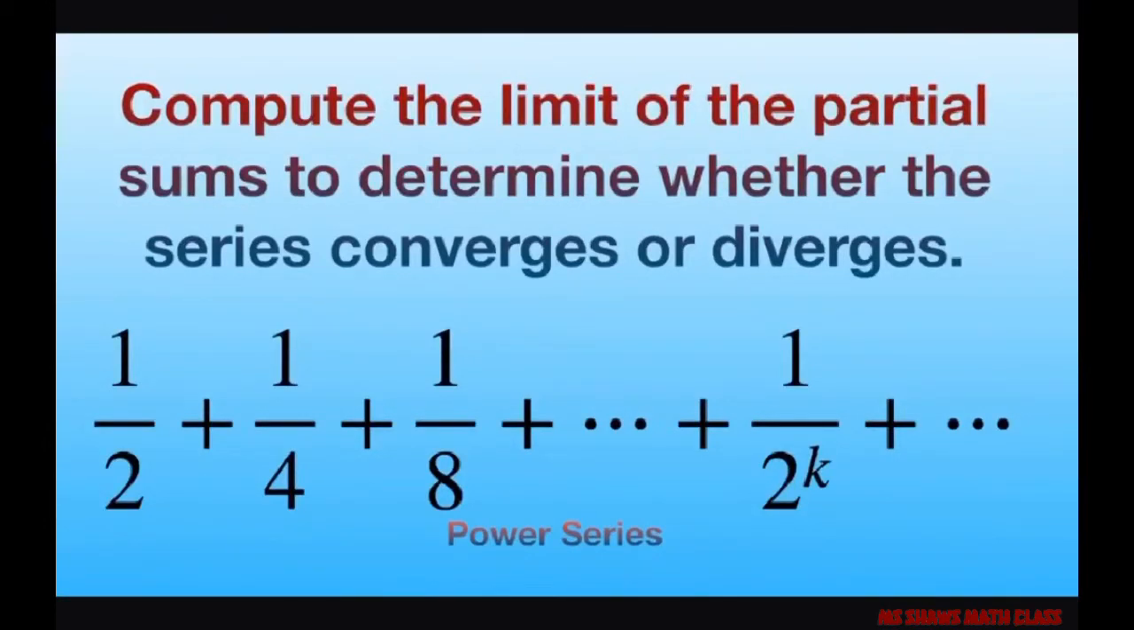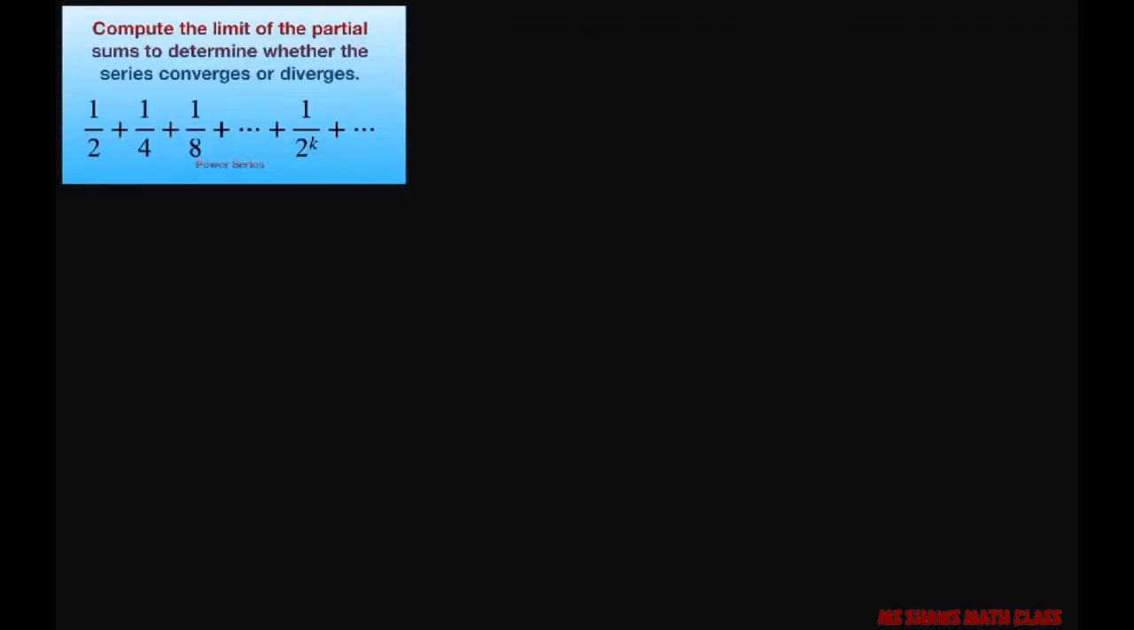We're going to compute the limit of the partial sums to determine whether the series converges or diverges. We have 1/2 plus 1/4 plus 1/8 plus ... plus 1 divided by 2 to the power of k plus ... for our infinite series. So let's write this as our n, then we're going to write our term, and then our partial sum.